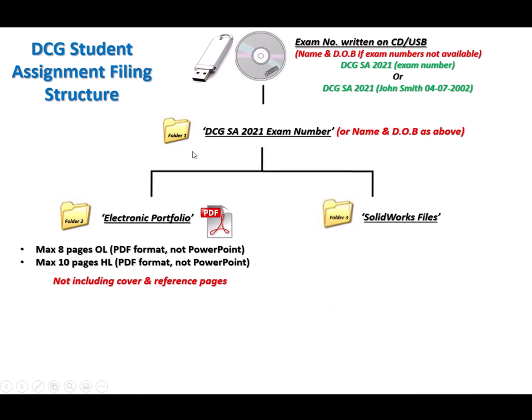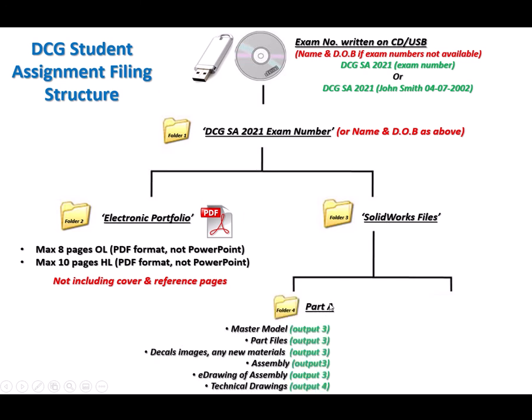Your second folder within the DCG SA 2021 should be called SolidWorks files. Within that folder, you're going to set up 2 folders. One is called Part A. That's basically the initial model that you took from on the market. So that's your output 3 and output 4.